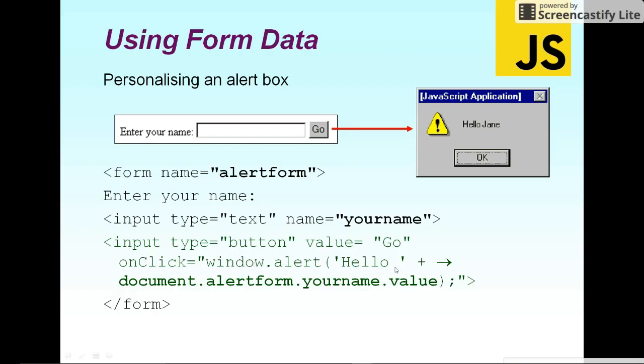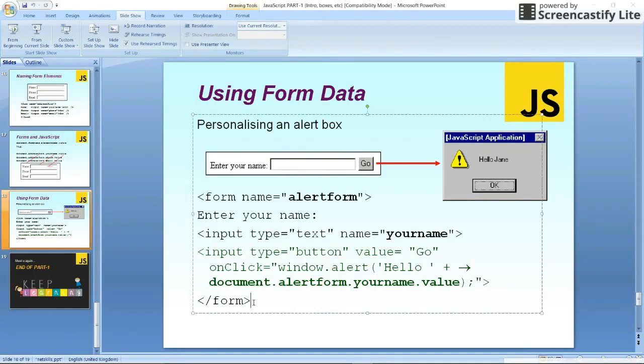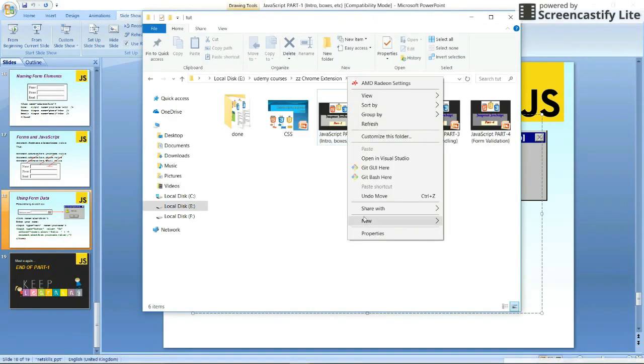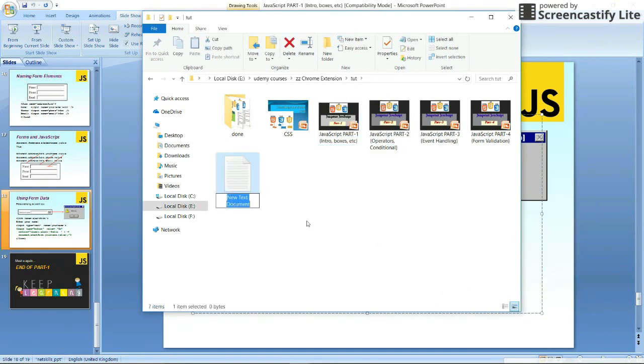We are using window.alert. This is an alert form. When you enter your name and press go, then this thing appears on your screen. That's this alert box. We can define it simply. Let's check this out. Just copy this code. Create an HTML file, a.html.